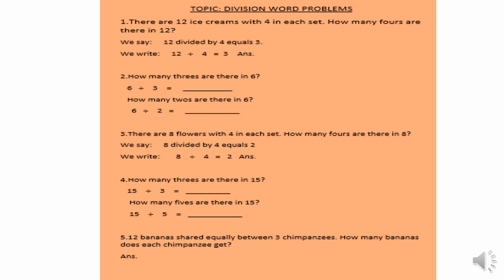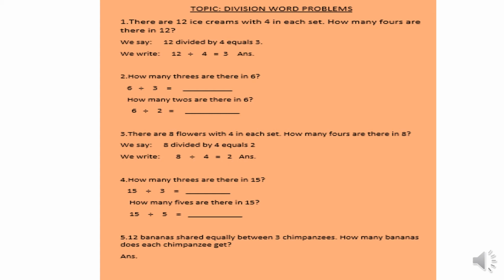Similarly next question is how many 3s are there in 6? We'll say the table of 3. 3 ones are 3, 3 twos are 6. It means there are 2 3s in 6. So the answer would be 2.